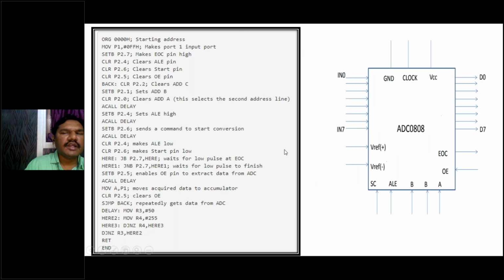And this is the program here. First we have to take the origin, ORG 000H, meaning the starting address to write the program. This is an assembly directive. Every program must start with ORG and end with END, and in between we will write the program. MOV P1, #0FFH makes port 1 an input port, that is, all are 1.